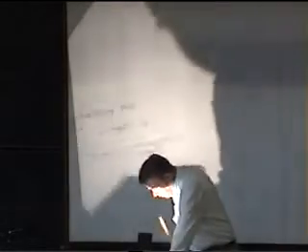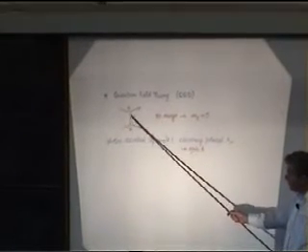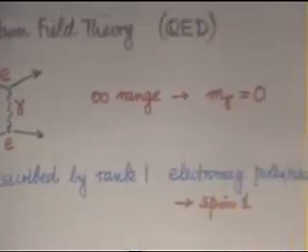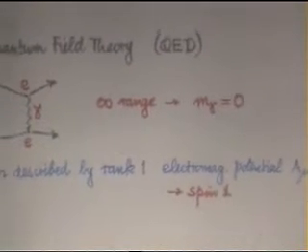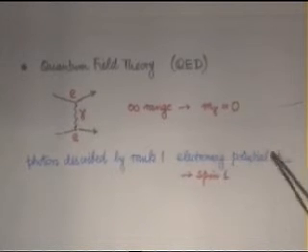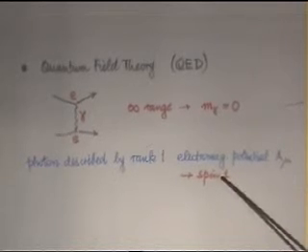Now, what about a quantum field theory? In the quantum field theory, again, we're exchanging photons, as we mentioned a bit ago, between charged particles. Again, this force has infinite range, so the mass of the particle being exchanged is 0. And we'll see later that the photon is described by a rank 1 electromagnetic potential, A mu. It has a single Lorentz index, so it has spin 1.